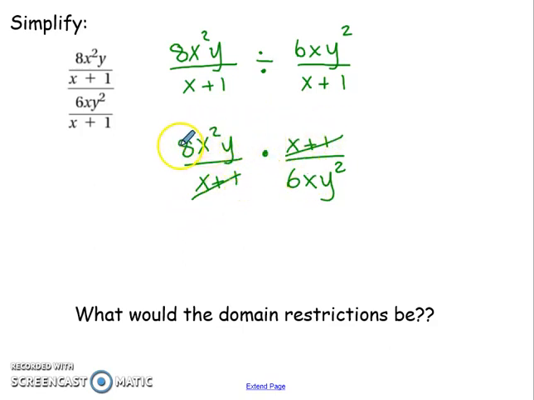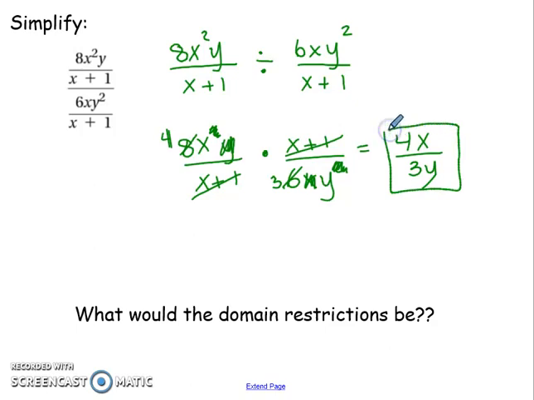If I look the other way, the 8 and the 6 can both be divided by 2. So I'm going to divide 8 by 2, so I have 4. And then I'm going to divide 6 by 2, so I get 3. I have x squared and x, so this x is going to go away, and this x squared is just going to become an x. Y and y squared, same idea, so this y is gone. This y squared becomes y. So now when we multiply across, we have 4x over 3y, and that is our simplified answer.